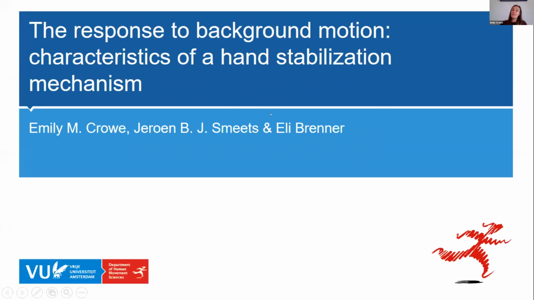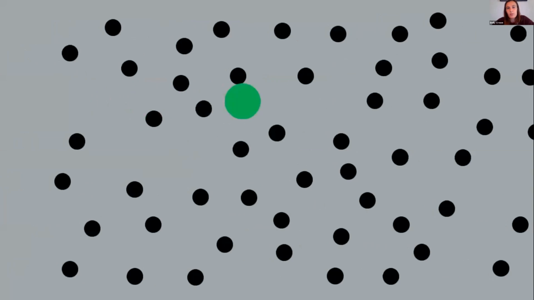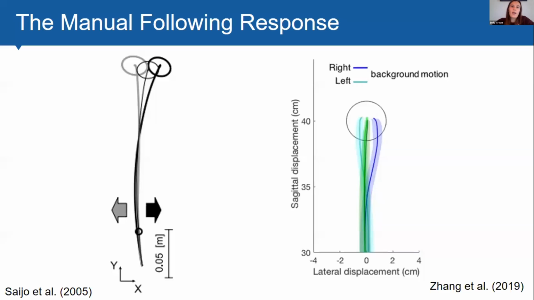Perfect. So thank you. Today I'm going to characterize a hand stabilization mechanism to explain the hand's response to abrupt background motion. If I give you the task of intercepting this green ball as it moves across the screen, and then suddenly I move the background abruptly, your hand will follow the direction of that abrupt background motion. This is called the manual following response, and it's a very robust and well-documented effect.